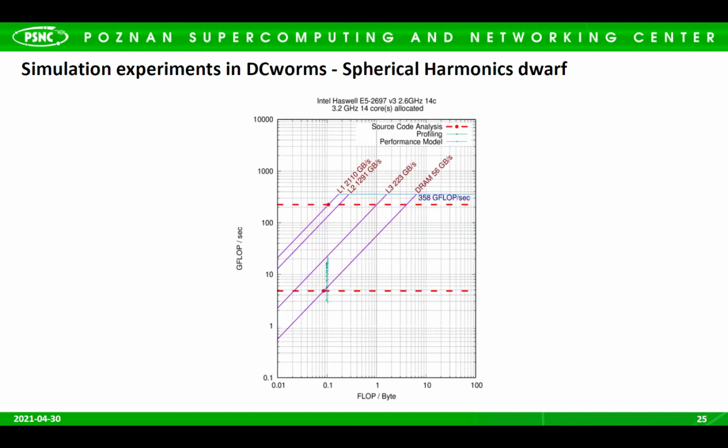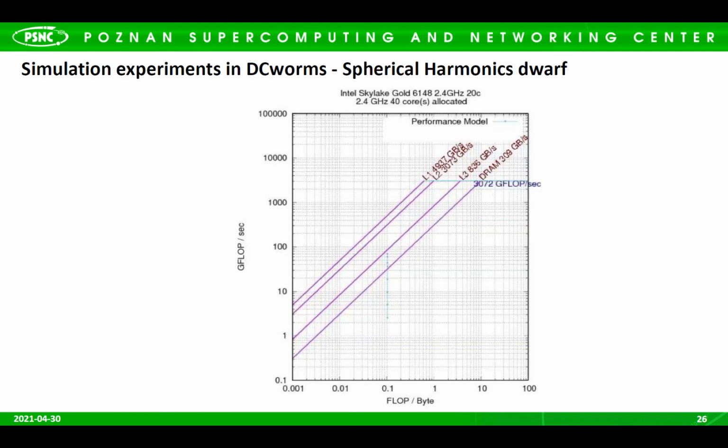We also generated other examples, and one of the real NWP dwarfs selected for modeling in our tests was the spherical harmonics dwarf. This spherical harmonics dwarf is commonly used as a building block in different weather models such as the Integrated Forecast System, IFS. And here is another example for the same dwarf but on a different processor, in this case the Skylake CPU.